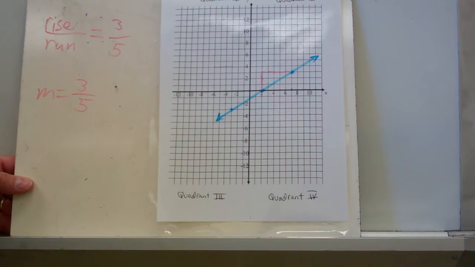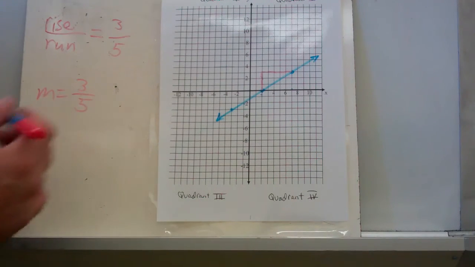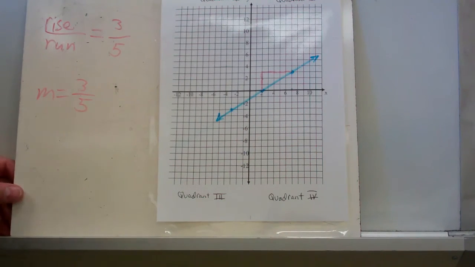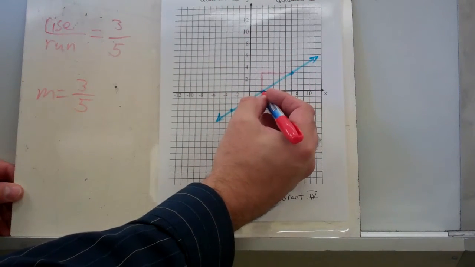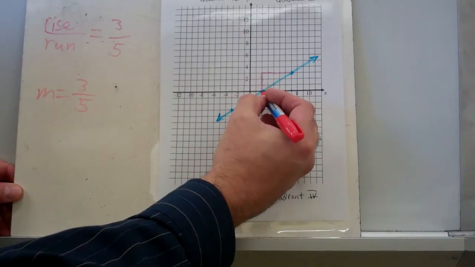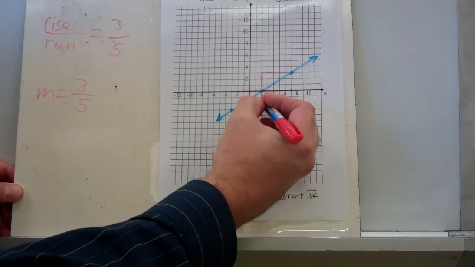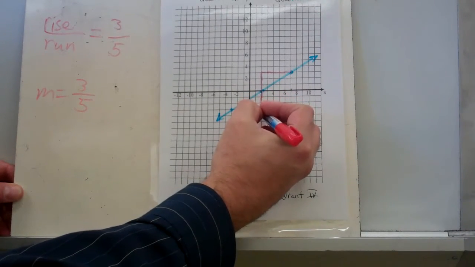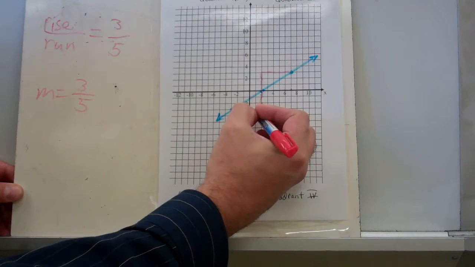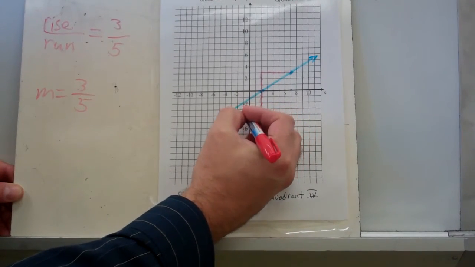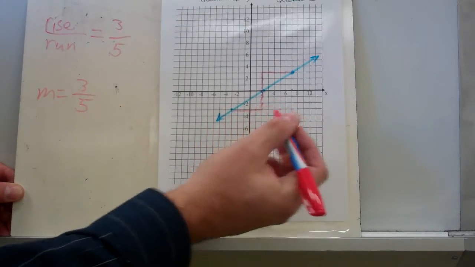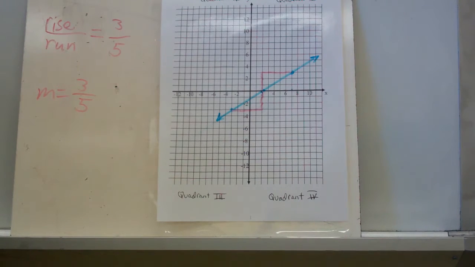I do not recommend you make this a decimal. I think it's going to be much more difficult for you to figure out if it is in decimal form. Okay, just keep it as a fraction. And then if I wanted to double check, I could go down 1, 2, 3, and then over to the left 1, 2, 3, 4, 5. So again, showing that that slope is constant.